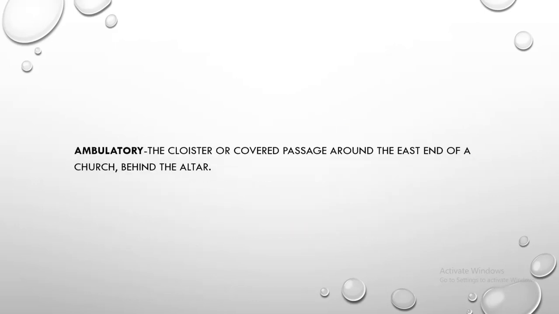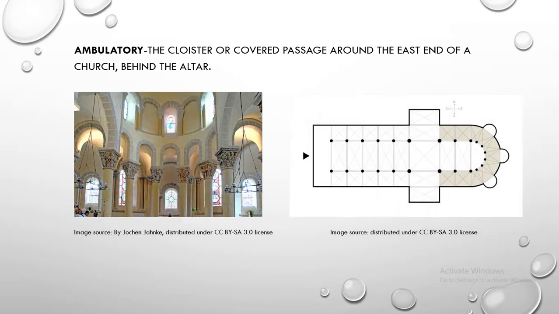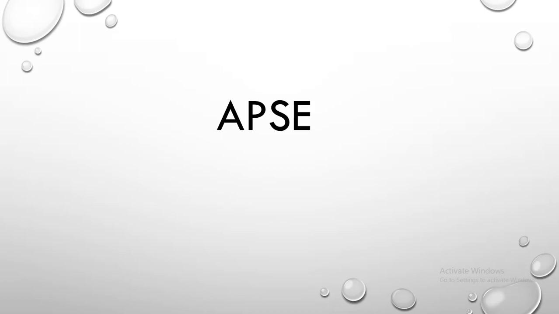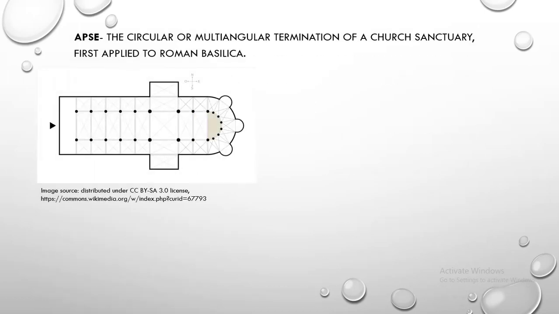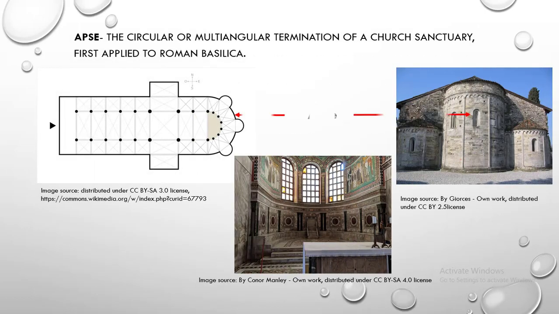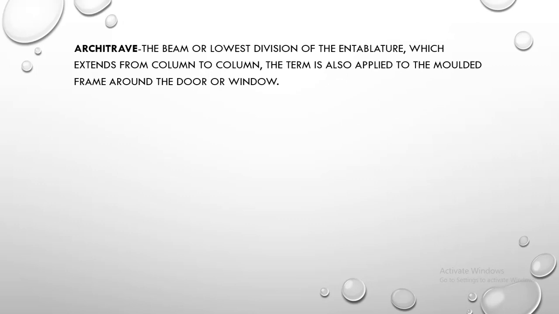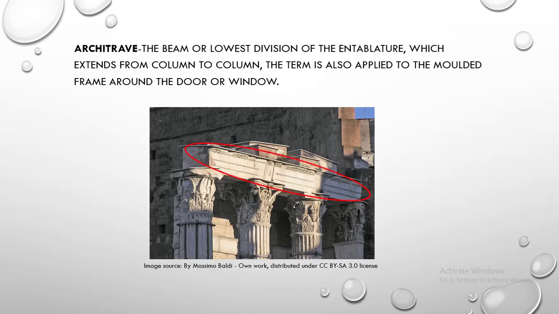Ambulatory. Ambulatory is the cloister or covered passage around the east end of a church, behind the altar. Apse. Apse is the circular or multi-angular termination of a church sanctuary, first applied to the Roman basilica. Architrave. Architrave is the beam or lowest division of the entablature, which extends from column to column.